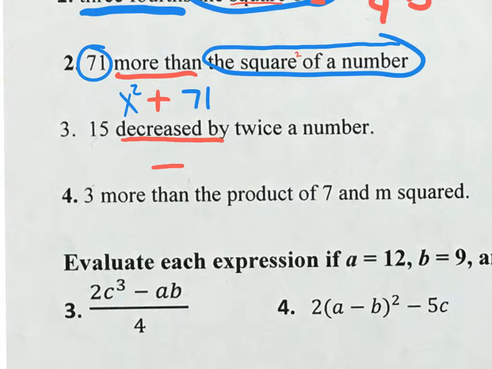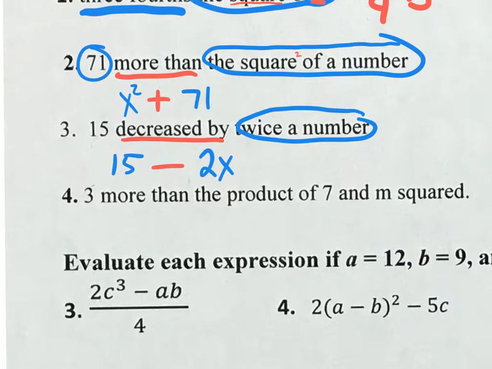So the 15 just comes out in the front. And you're going to decrease it by what? By twice a number. Now, what does twice a number mean? It's not the power of 2, but it's 2 times, right? Twice a number is multiplying by 2. So twice a number, you'd put 2x right there. And that's it. That's a correct algebraic expression for that verbal phrase on number 3.